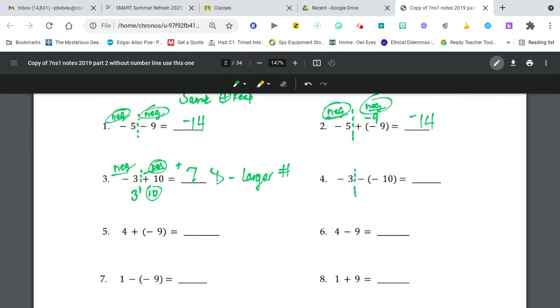Here I'm going to draw a line after the number. This is negative 3. And minus a negative, or double negative, is the same as plus. So that's also a positive. So that's negative and positive, though different. So again, if they're different, I'm going to subtract and keep the sign of the larger number. 10 minus 3 is 7. You have a 3 and a 10. 10 is larger, and the sign of it is positive.